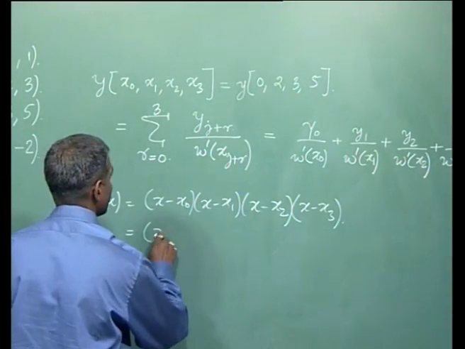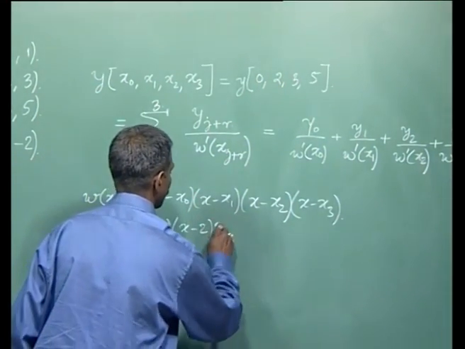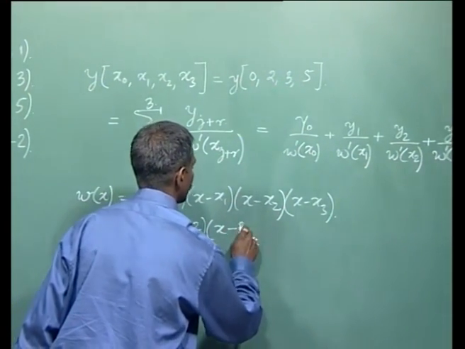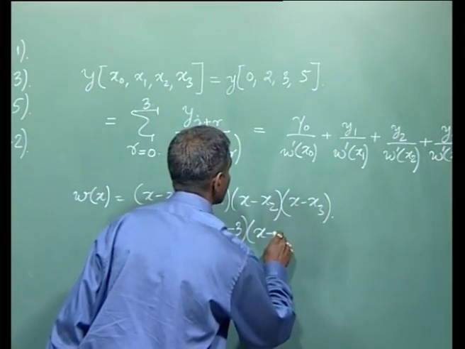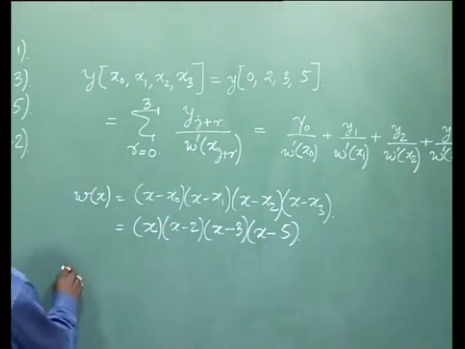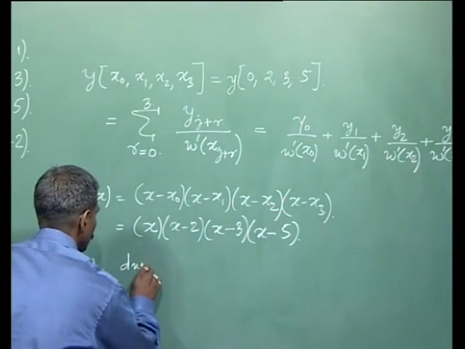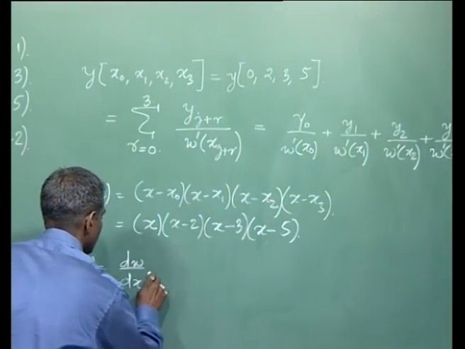This is x, x minus 2, x minus 3, x minus 5. Now w prime of x equals d w over d x.